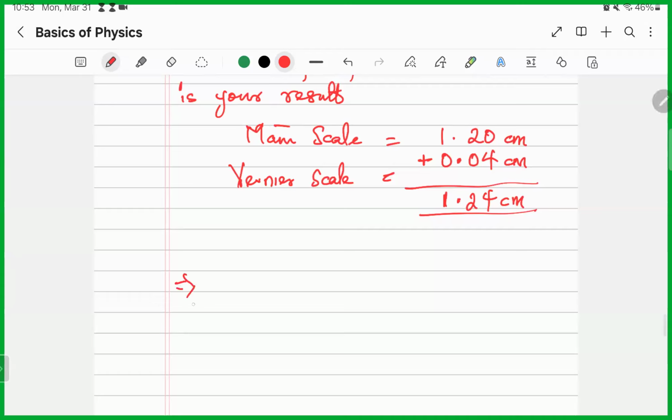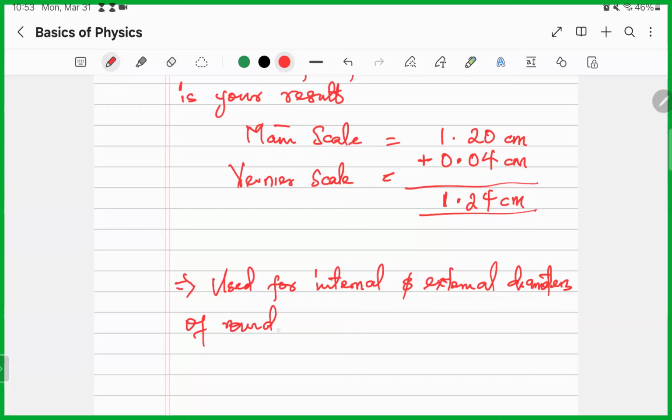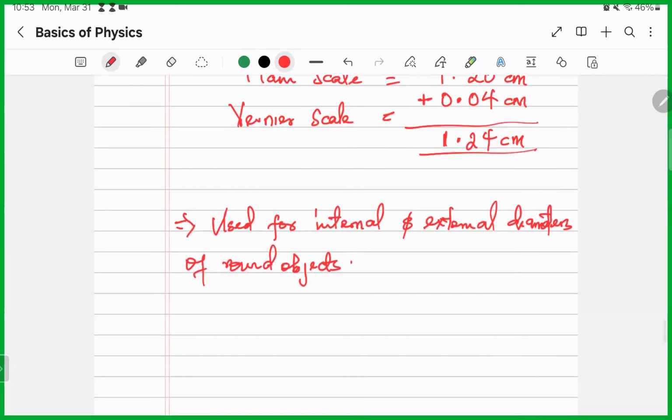So let's still talk more about the vernier caliper. It is used to measure internal and external diameters. When you start doing some practical physics, you discover it's very instrumental for small lengths, internal and external diameters of round objects. It measures to accuracy greater than 1 millimeter.